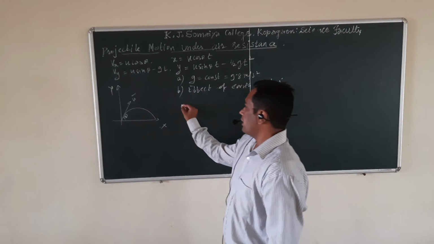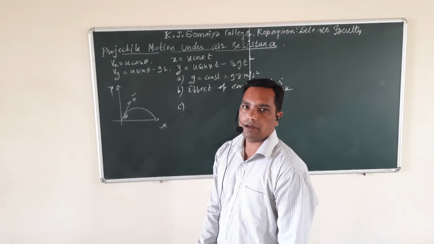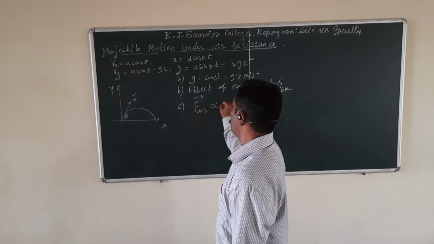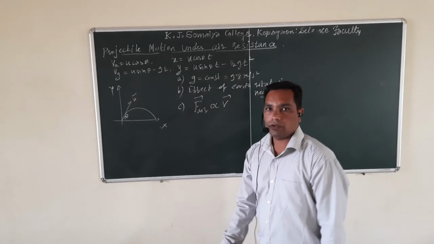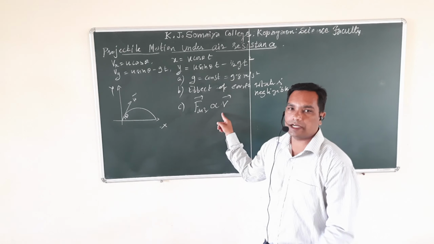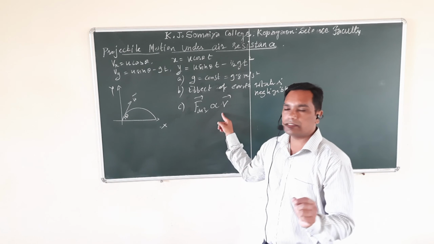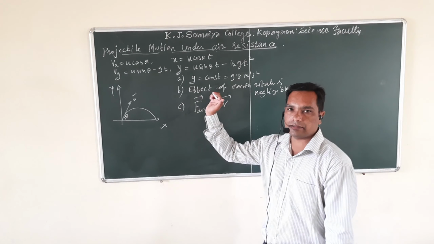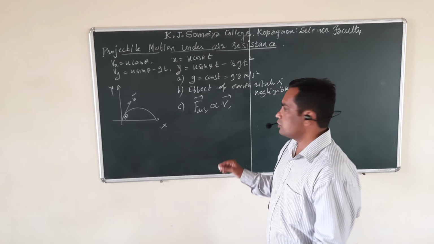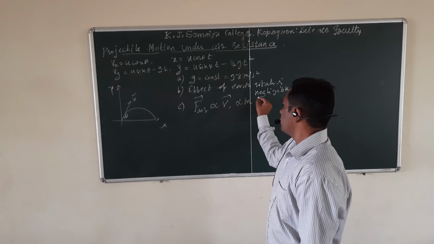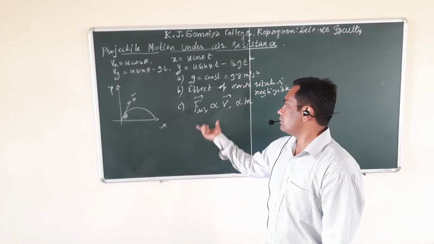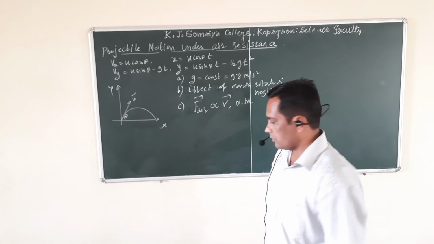Next, a very important assumption is that the force of air resistance is directly proportional to the velocity of that projectile. This velocity is the instantaneous velocity of the projectile, meaning the velocity at a particular instant. And we also know that it is directly proportional to mass. From this, we have to get the equation for air resistance force.